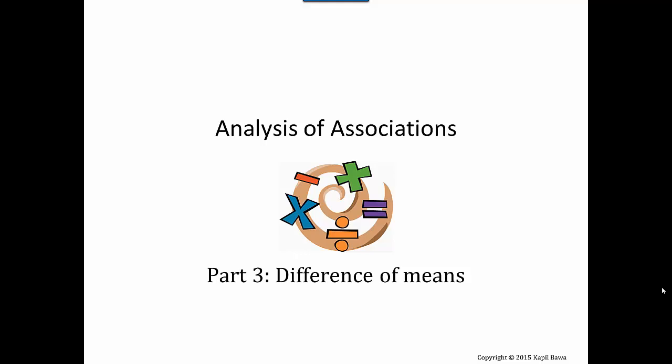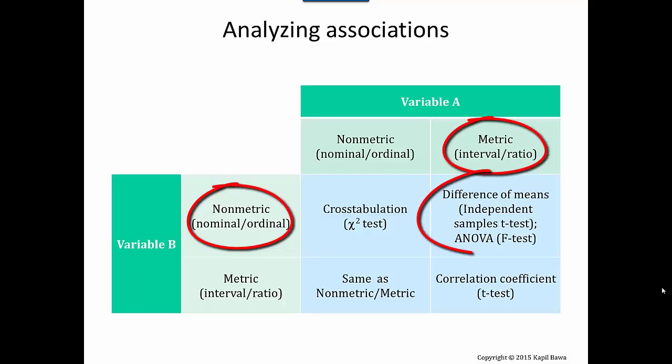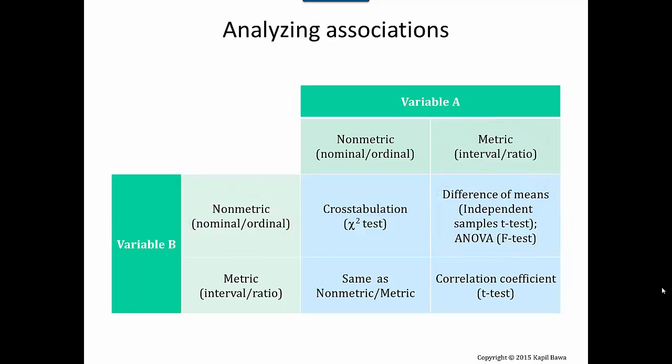In this module, we focus on the third and final method of analyzing associations that involves looking at the difference in means across groups. To recap, when analyzing associations between variables, the type of analysis depends on the types of variables you have in the analysis. In this module, we focus on the case where one variable is non-metric and the other is metric. In SPSS, the non-metric variable is called the grouping variable and the metric variable is called the test variable.